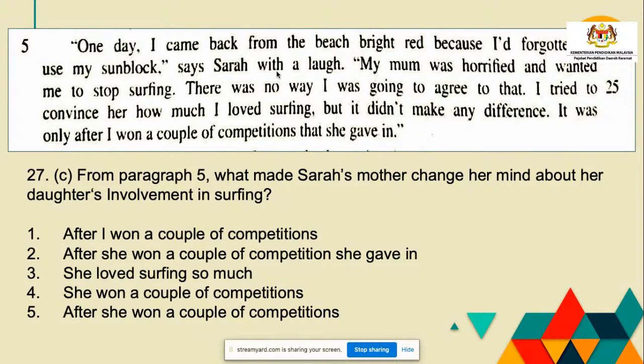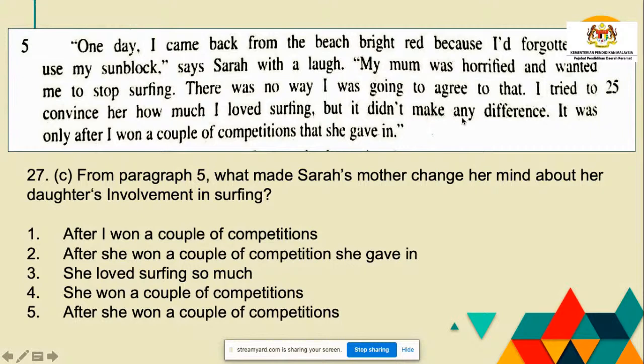My mom was horrified and wanted me to stop surfing. Mak saya sangat takut dan nak saya berhenti meluncur. There was no way I was going to agree to that. Tak mungkin saya akan setuju dengan perkara itu. I tried to convince her how much I love surfing. Saya cuba meyakinkan. Convince ni maksudnya meyakinkan. I tried to convince her how much I love surfing, but it didn't make any difference. Tapi mak saya tak nak dengar.